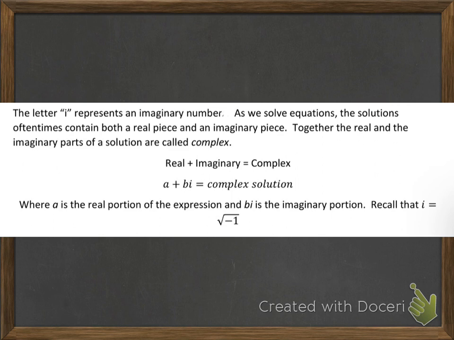The letter i is called an imaginary number. As we solve equations, the solutions oftentimes contain both a real piece and an imaginary piece. Together, the real and imaginary parts of a solution are called a complex number. So the real part plus the imaginary part is equal to the complex number. So we have a plus bi is equal to the complex solution. Again, a is the real portion of our solution. bi is the imaginary portion. Again, recall that i is equal to the square root of negative 1.